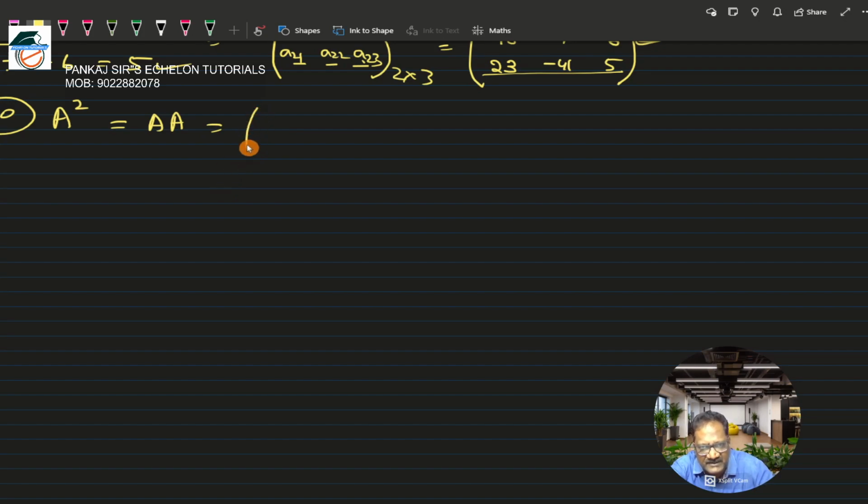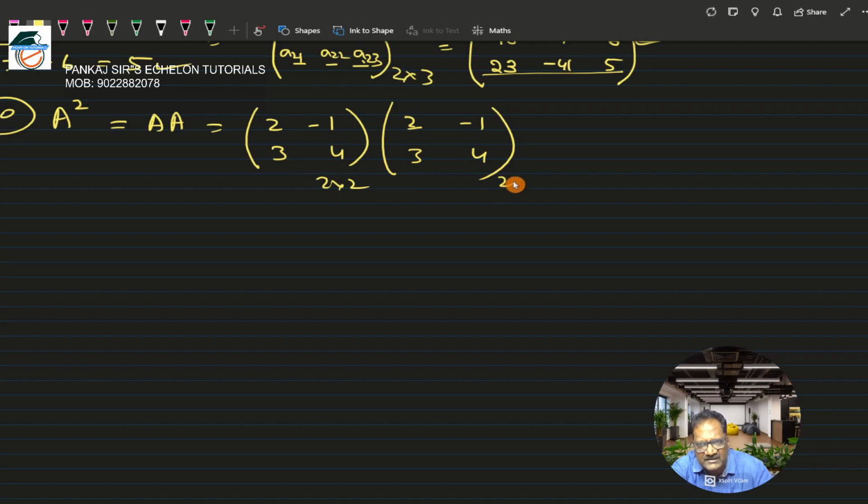My matrix A is 2 and minus 1, 3 and 4. Now this I have to multiply again by itself. So 2 and minus 1 and 3 and 4. Now this is a 2 by 2 matrix, this is a 2 by 2 matrix, and because these two are the same, the product is possible, and the product will also be of 2 by 2 order.